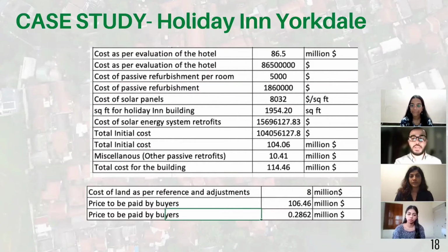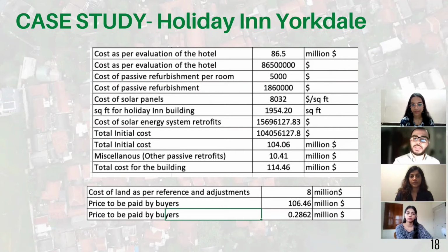So we started off with that and we added our own model, which will account for refurbishing each room for approximately $5,000, multiplying that by the number of rooms currently in the building. That accounts for $18.6 million for the refurbishment. Adding other costs that would make the building more sustainable, such as solar panels, will take the initial cost all the way up to $104 million.